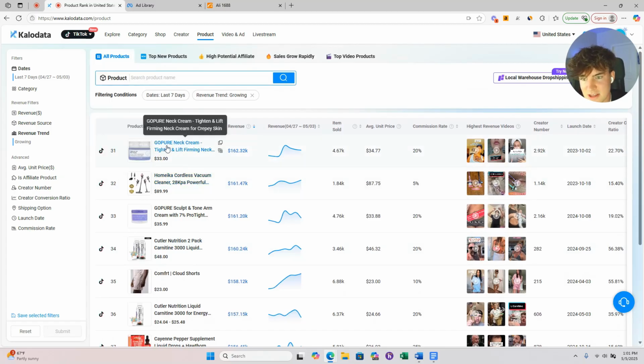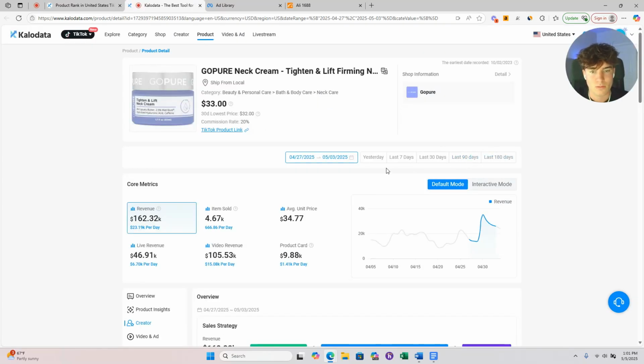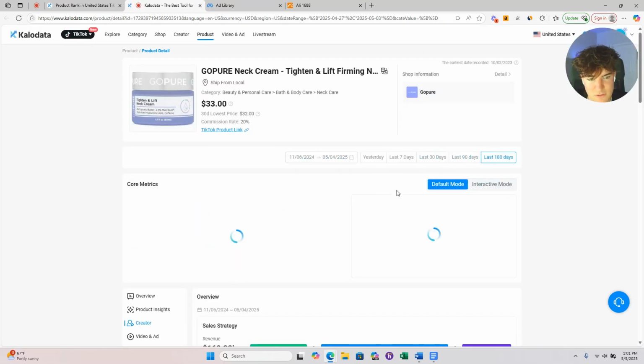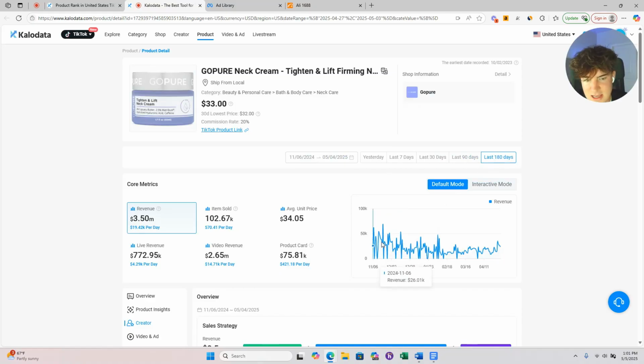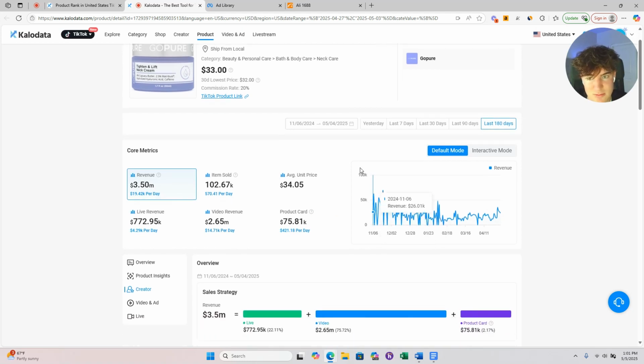Neck lifter, see, this is a good product. I'll show you guys why this is a good product. Obviously this product has been around for a while, because if you go to the 180 day time frame, you can tell it's been around for 180 days and it was hitting 50K days way back then. So somebody's probably tried to run this product or already ran it up.